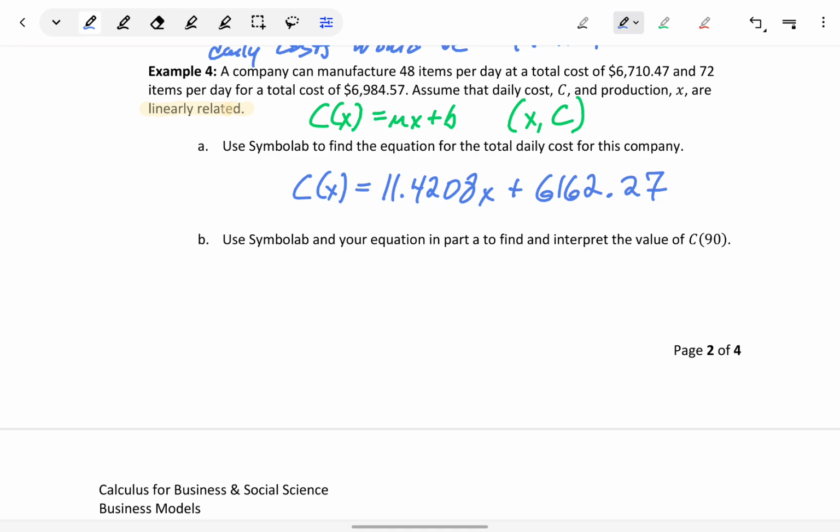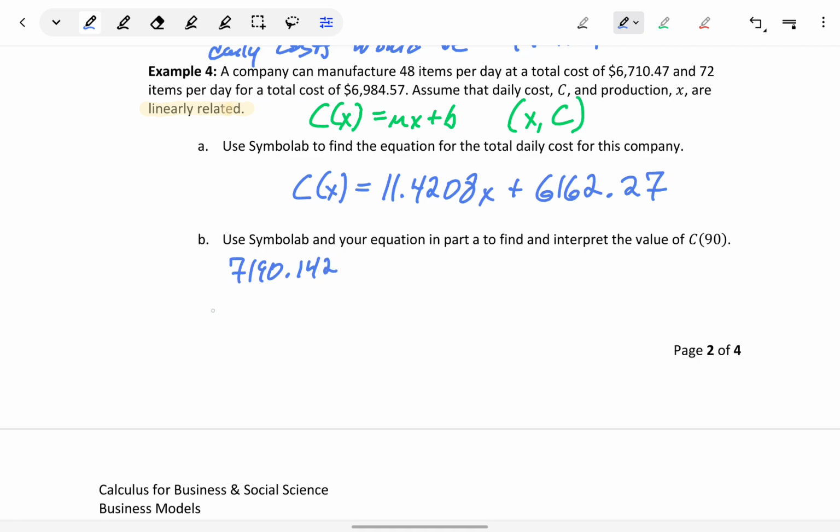Now we want to use Symbolab to evaluate that function at x equals 90, so to find C of 90. Or we could use a calculator, but either way we'll plug in 90 for x, and in this case we would get a value of 7,190.142.